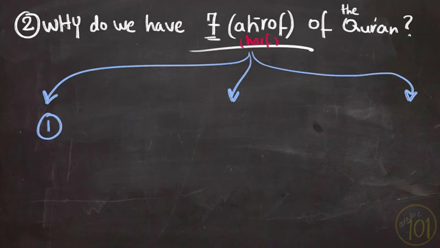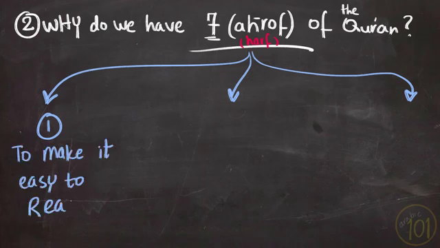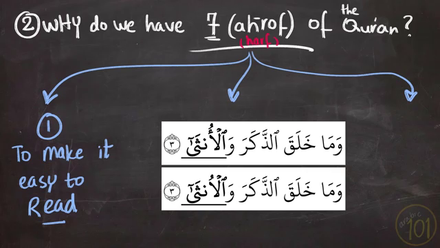There are mainly 3 reasons why there are variations of the Holy Quran. First, it is there to make it easier for people with different dialects to read and recite the Quran without any problems. Like in this example, what you see in this ayah is a variation in the last word. Notice and hear the difference between how the last word is pronounced.